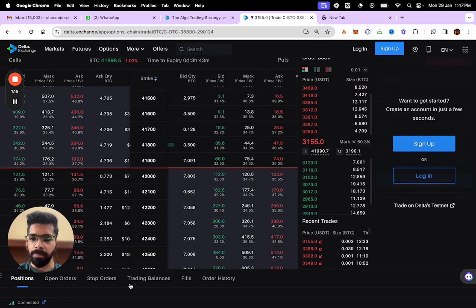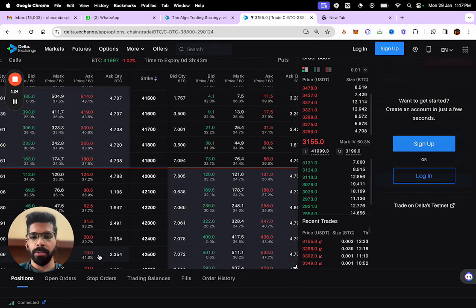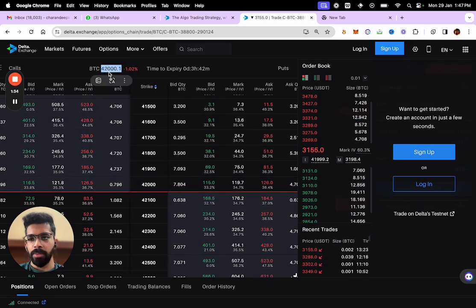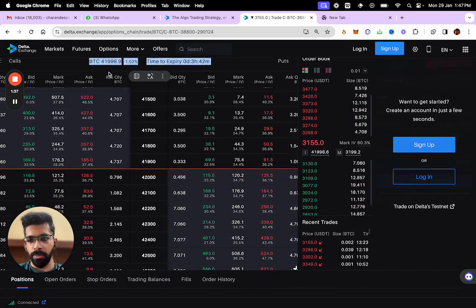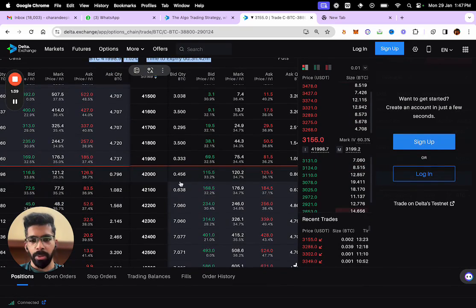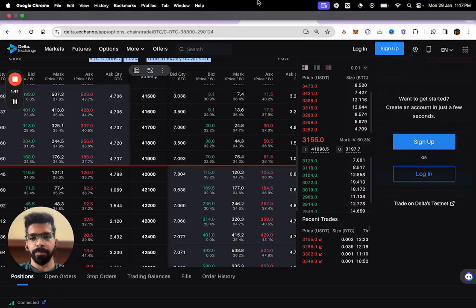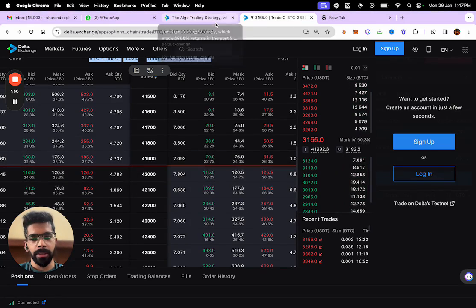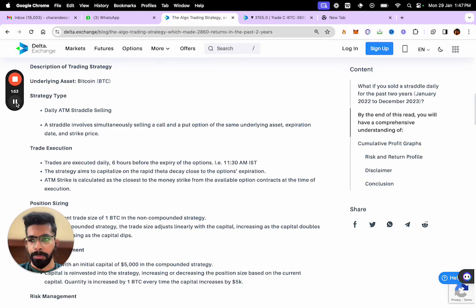Here we have to do something similar. Now expiry in crypto options is 5:30 p.m. in Indian Standard Time. So we will sell the at the money call and put options at 11:30 a.m. That is 6 hours before expiry. Now, how do you find the at the money options or the at the money straddle? Bitcoin is trading at around 42,000 right now. So we'll look at the 42,000 call option and the 42,000 put option, and we'll sell both of these options in equal quantities.